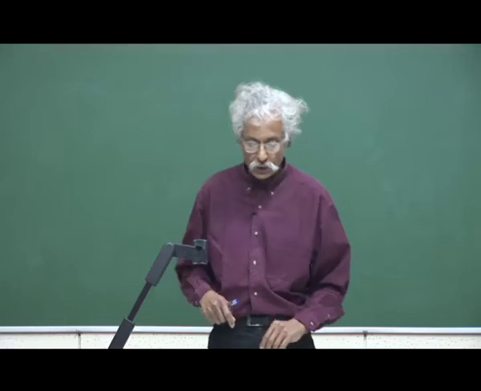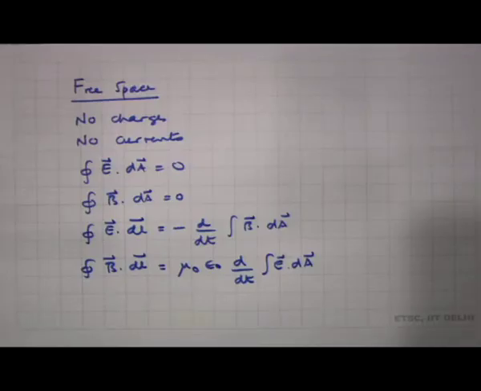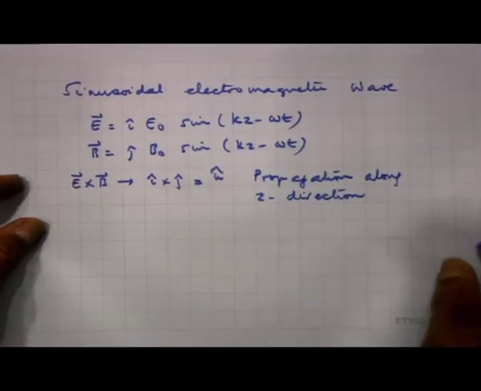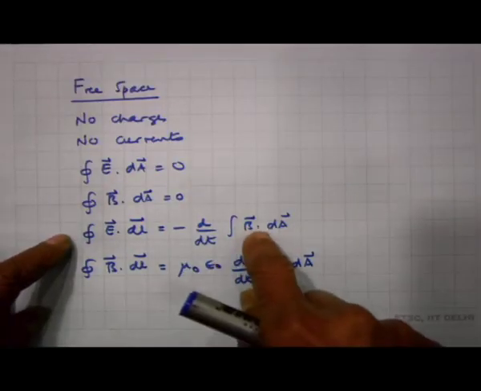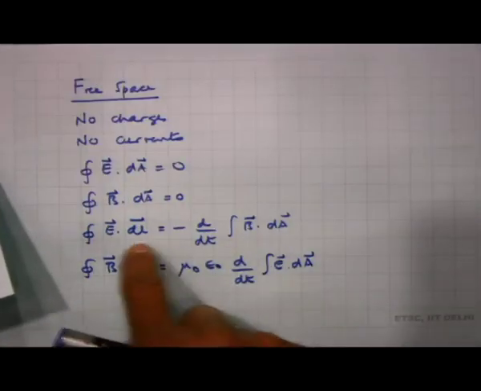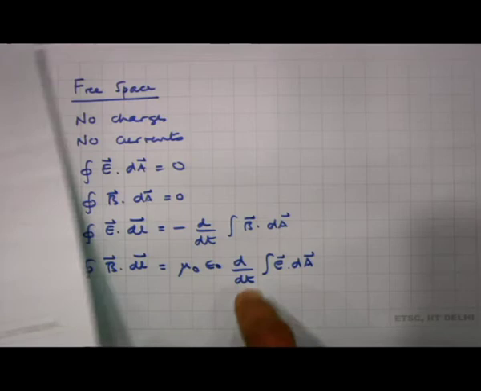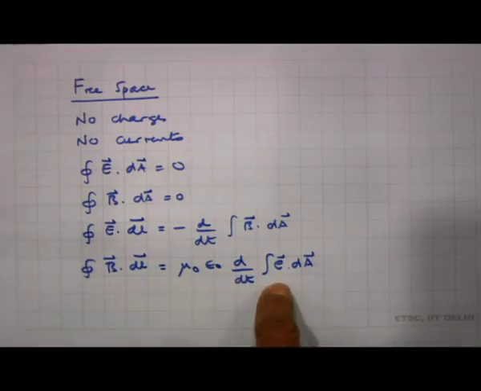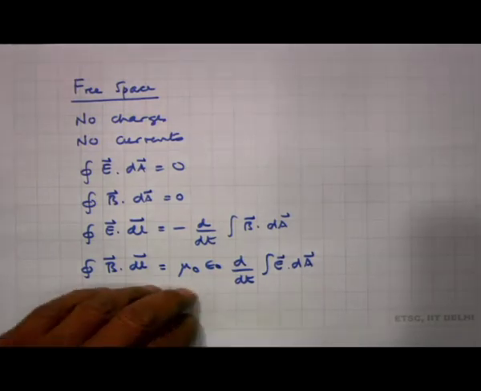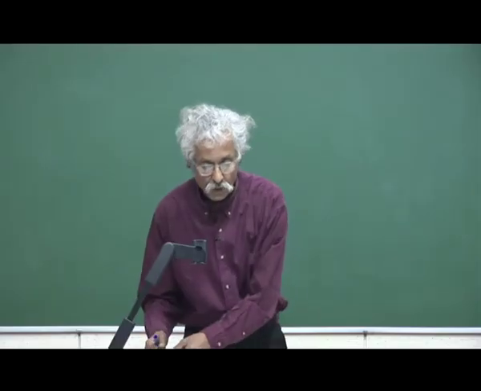Now, what I am going to show you is that the solutions which I have written, namely these two solutions, are consistent with these two equations. That means that the magnetic field as given by this equation and the electric field given by this equation, the corresponding solutions, are consistent with these equations. So, let us start from Faraday's law first.